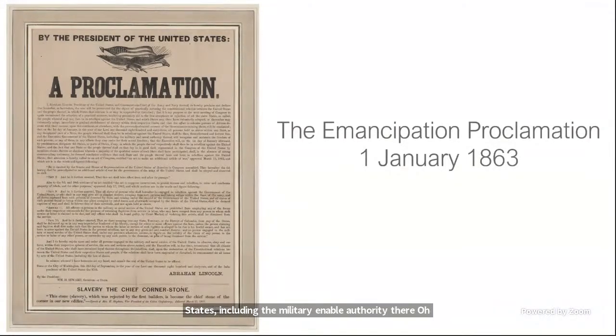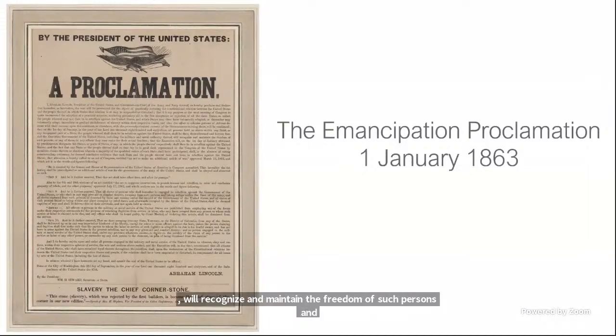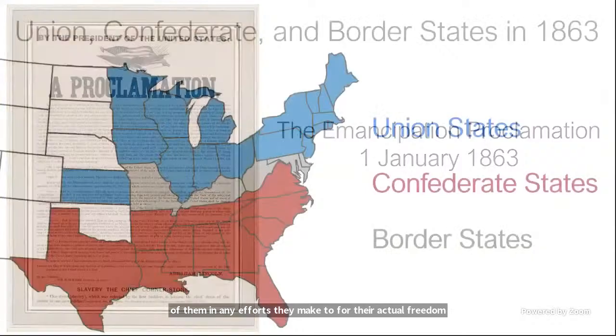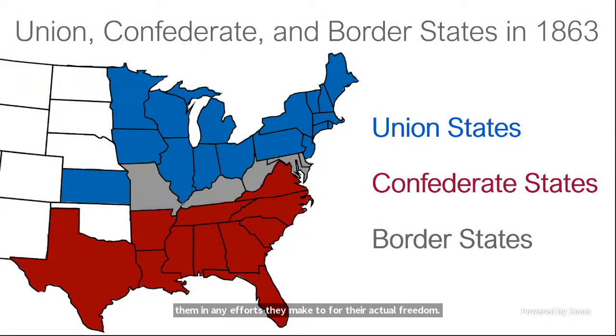the freedom of such persons, and will do no act to repress such persons or any of them in any efforts they make for their actual freedom." The states in rebellion were Arkansas, Texas, Louisiana, Mississippi, Alabama, Florida, Georgia, South Carolina, North Carolina, and Virginia. They're highlighted here in red.